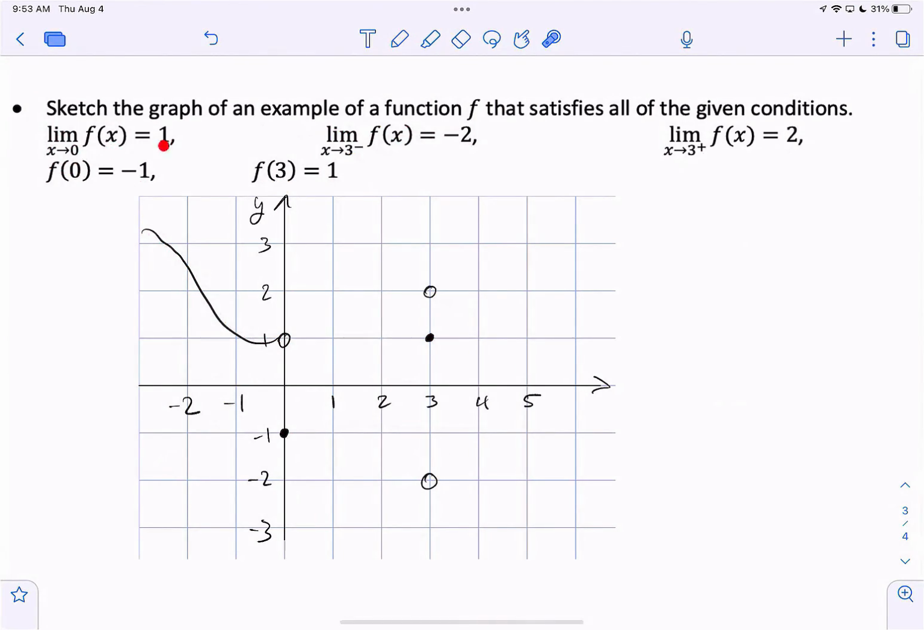Now I want to approach 1 from the right as well. And I went ahead and connected the point 0, 1 with the point 3, negative 2, because remember, as x approaches 3 from the minus side, my function is supposed to approach negative 2. Finally, as x approaches 3 from the positive side, my function value is approaching 2. So starting at that point 3, 2, I'll just draw something, and I just drew something that wiggles. And this satisfies all the conditions.